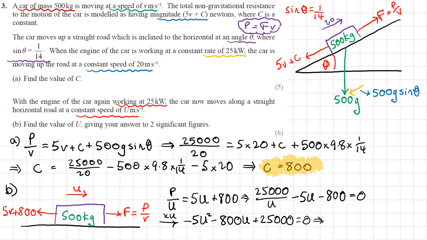So using our calculator, we'll solve that. We'll get two solutions. I think one is negative, we ignore the negative, but we'll get u is equal to 26.7707 and so on. It does say that we need to give our answer to two significant figures, so that will be an answer of 27. So u is equal to 27 meters per second, so that's our value of u.